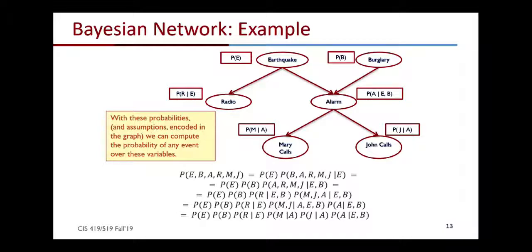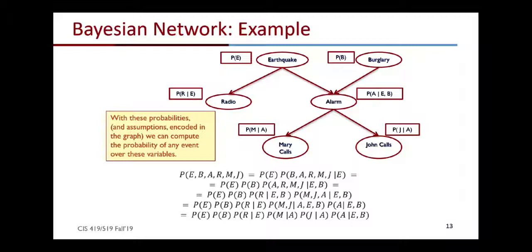So I can always write P of E, B, A, R, M, J as P of E times P of the rest given E. Now, let's copy P of E here and do the same for B. So I can write it as P of the rest given E and B, times P of B. Again, I'm copying P of E and P of B. What can I say here? I can take R out. Where is R here? R is here. So I can write P of R given E and B times P of M, J, A. I should have written given E, B and R, but you can see that M, J and A are independent of R given E and B. So I don't need to add R here.